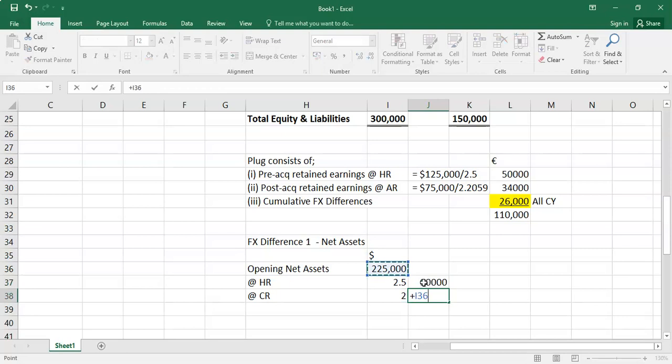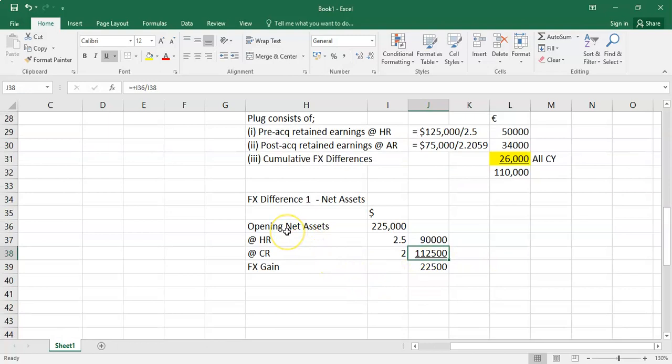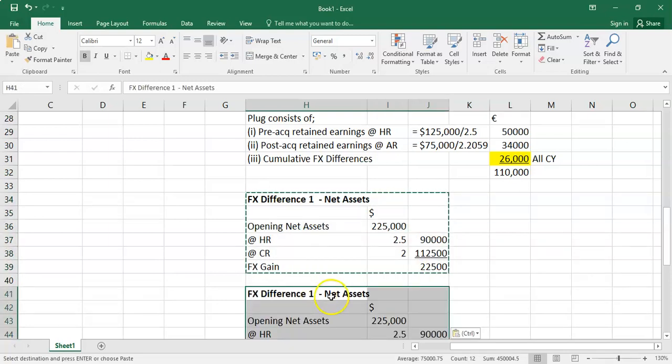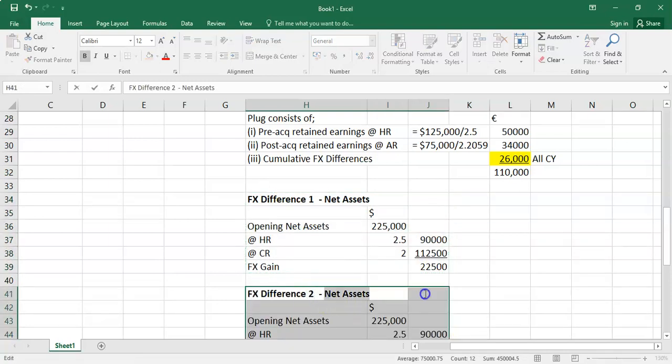And that difference here is a gain of 22.5, an FX gain, 22,500. Because the opening net assets are converted at a different rate than the closing. So that's your FX difference 1, which is contributing to net assets. And you need to be able to prove these to get your full marks in the exam. The other difference that you have here is post-acquisition profits.